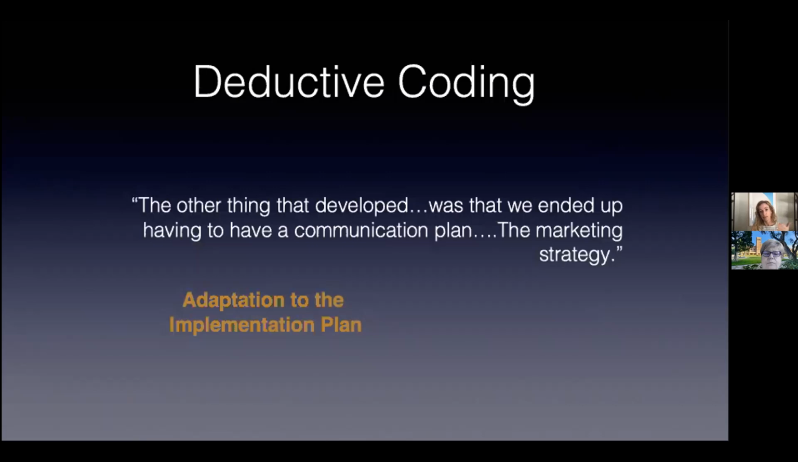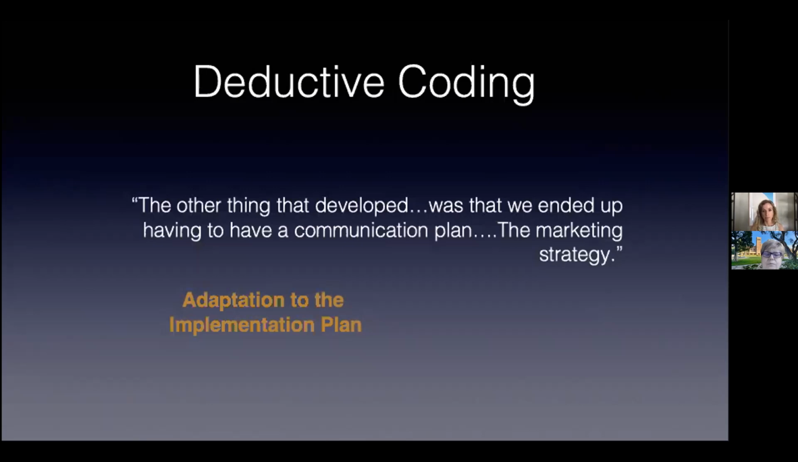The other thing that we developed, they're talking about here, was that we ended up having to have a communication plan, the marketing strategy. That had not been initially part of how the PIs were planning to approach this implementation, but this was something that was clearly needed pretty early on. So they made a rapid adaptation to the implementation plan for that. These are just pretty simple examples of how you can use deductive coding with these data, and it can be quite helpful.